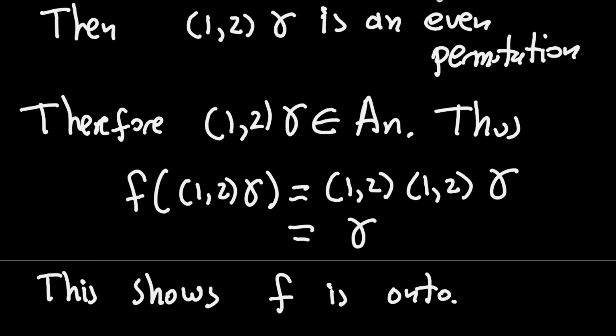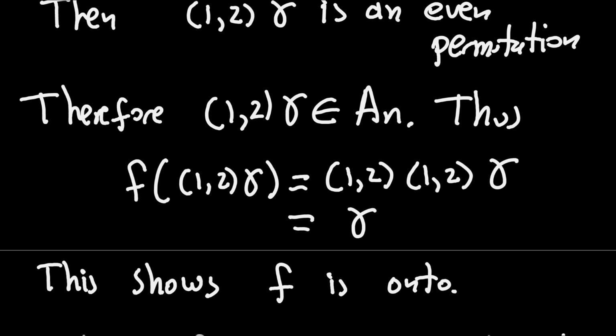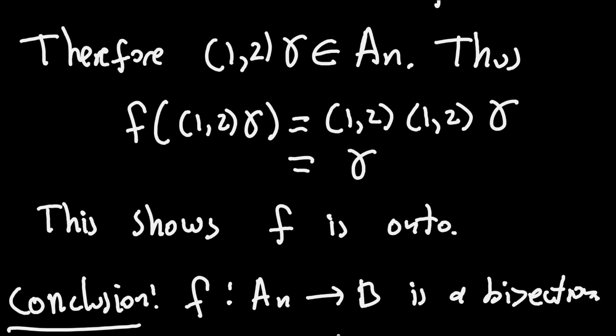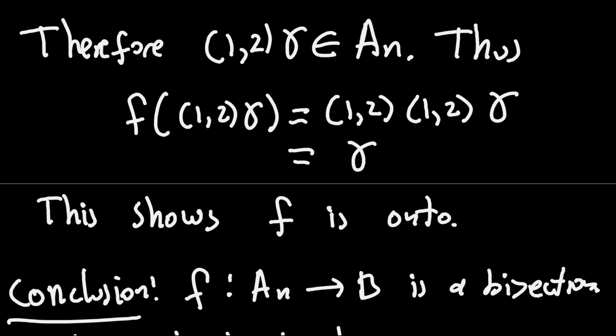So 1 goes to 2 and 2 goes to 1. So this is fixing 1 and it's also fixing 2. So this is the identity. So that's going to give me just gamma, because this here is just the identity. So that means I can produce an element in An, which is this one here, that maps into an arbitrary element of Bn. So that shows that this function is onto.